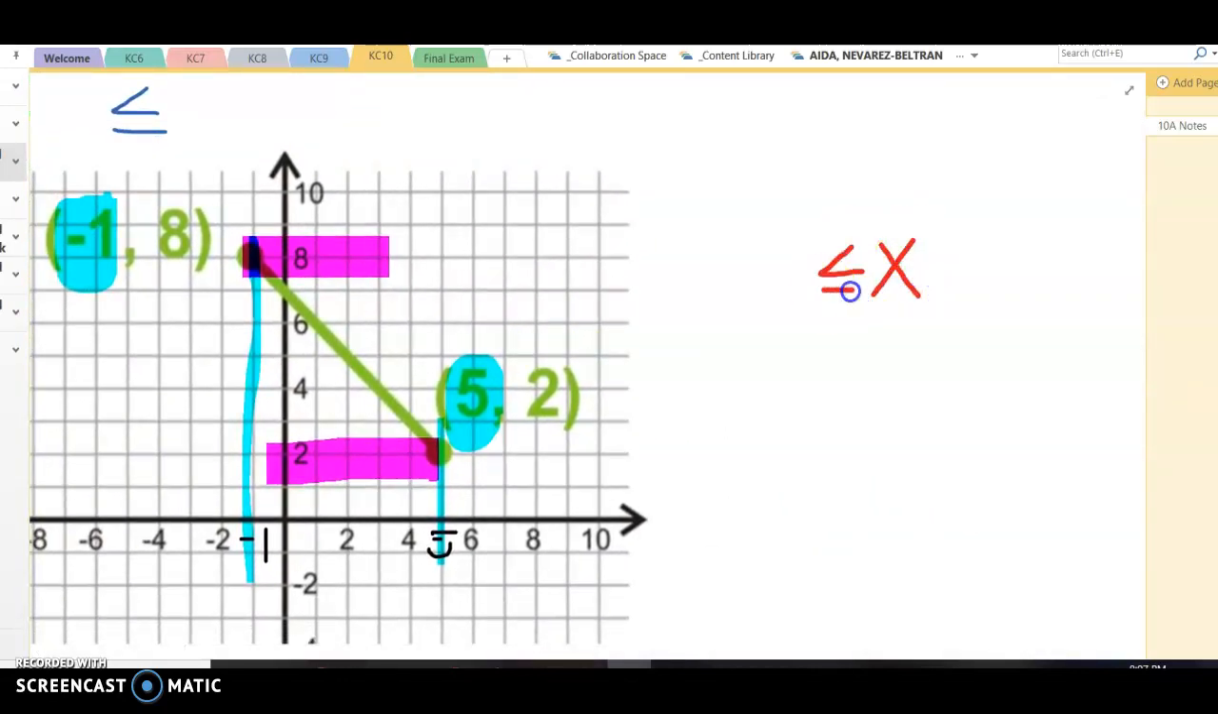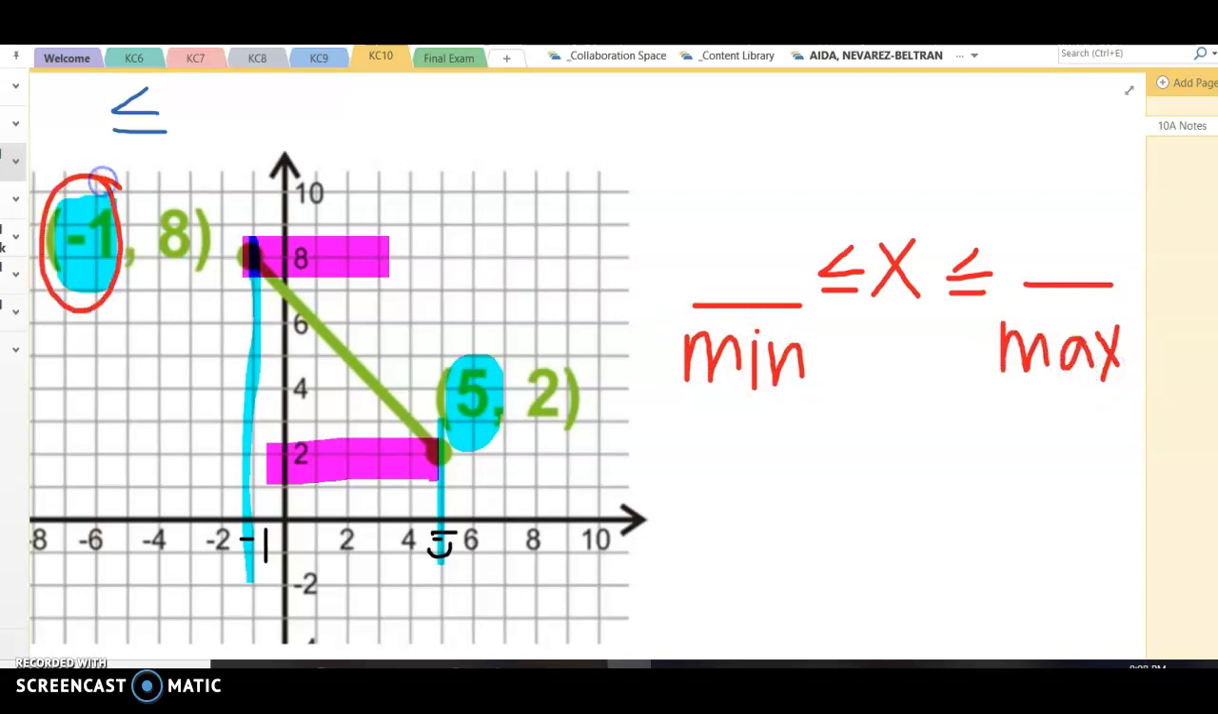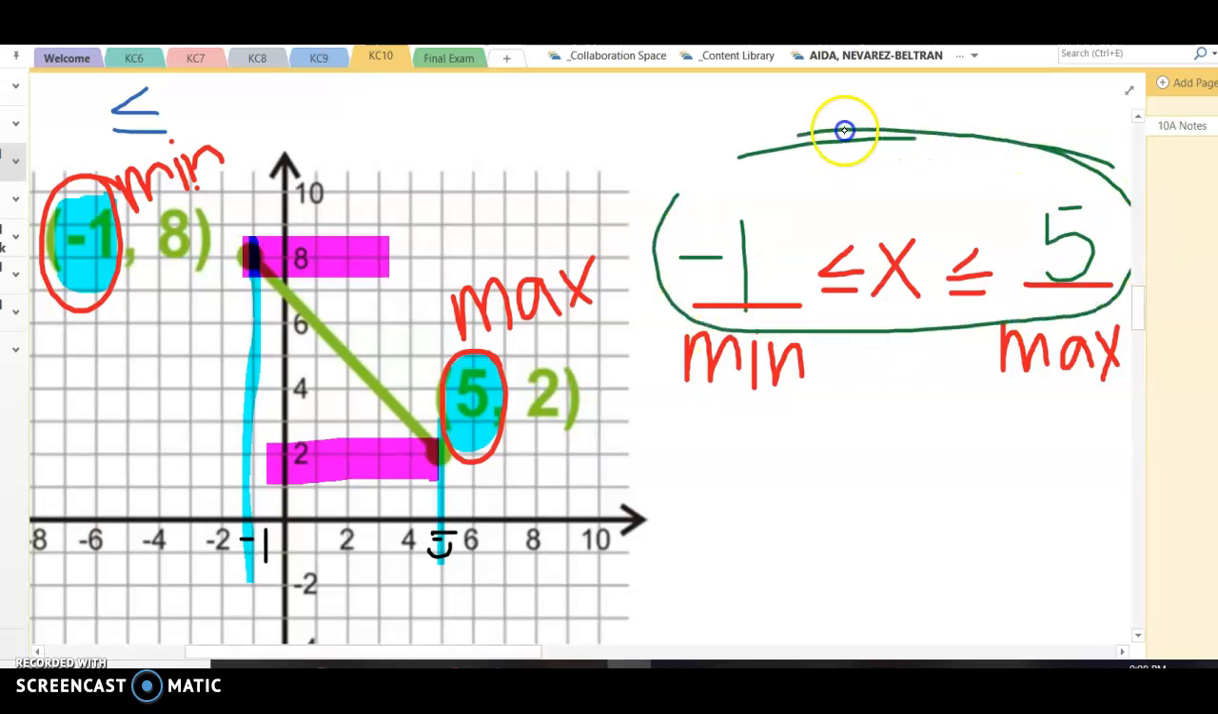So we're figuring out x is between what number and what number. So the minimum goes here and the maximum goes here, right? So the -1, that's the smallest number, so that's your minimum. And the 5, that's the bigger number, that's your maximum. So -1 is your minimum, 5 is your maximum, and here is your answer.